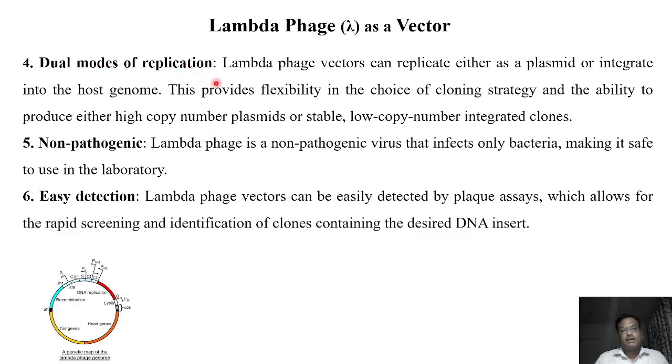Dual modes of replication. Lambda phage vectors can replicate either as a plasmid or integrate into the host genome. This provides flexibility in the choice of cloning strategy and the ability to produce either high copy number plasmids or stable low copy number integrated clones. So I will explain this in the next slide.